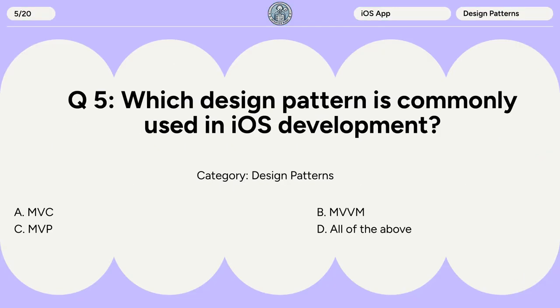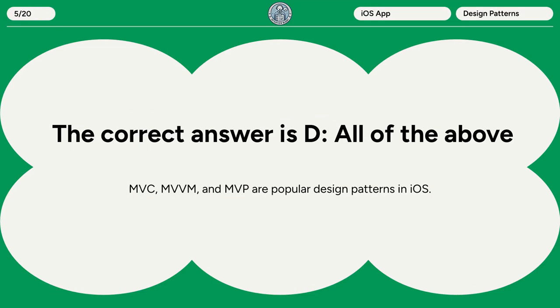Question 5. Which design pattern is commonly used in iOS development? A. MVC. B. MVVM. C. MVP. D. All of the above. The correct answer is D. All of the above. MVC, MVVM, and MVP are popular design patterns in iOS.